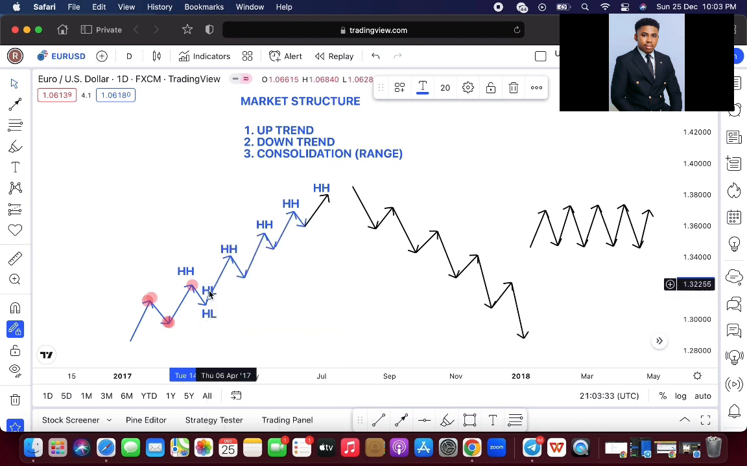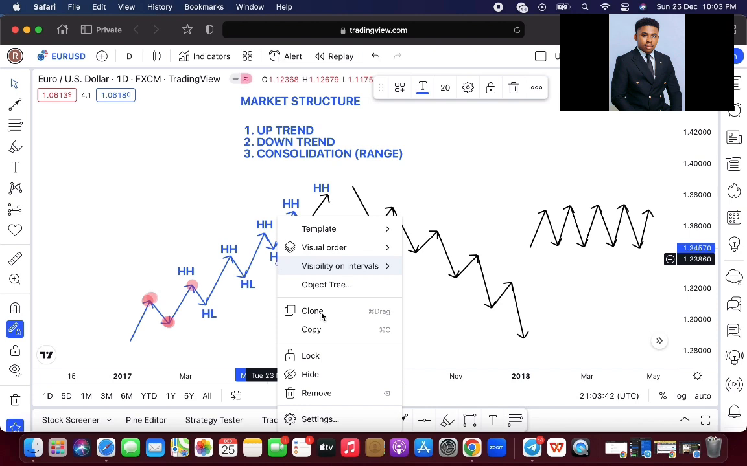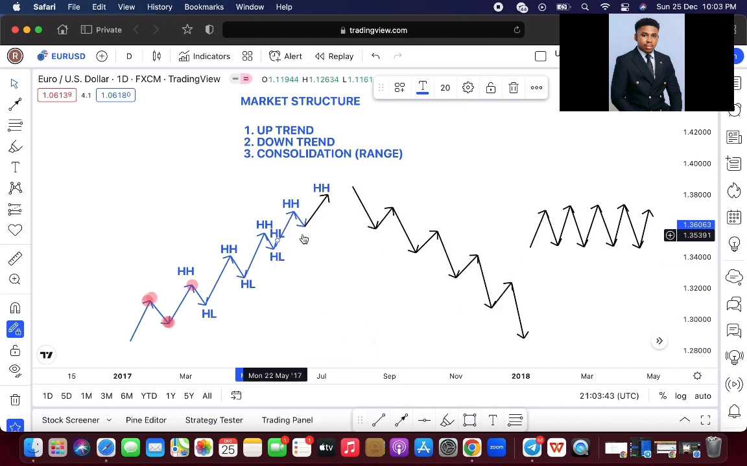So clone this and put it here. That's a higher low. Clone this as well, put it here. Another higher low, and it keeps going like that. As long as the trend remains upwards, it keeps creating higher highs and higher lows. You can see the higher highs and higher lows, and the market keeps going up.